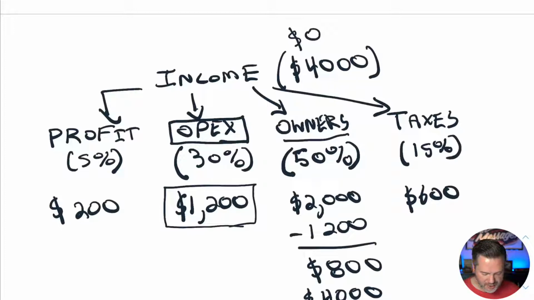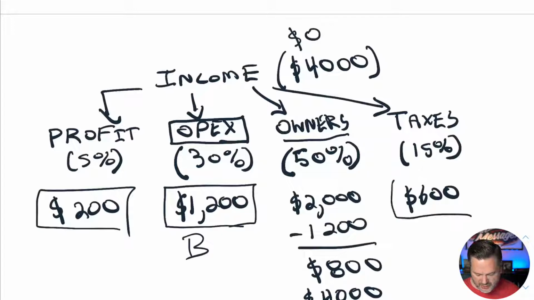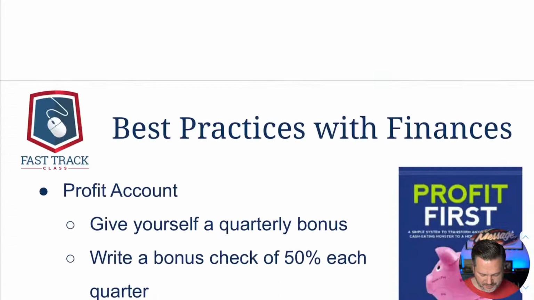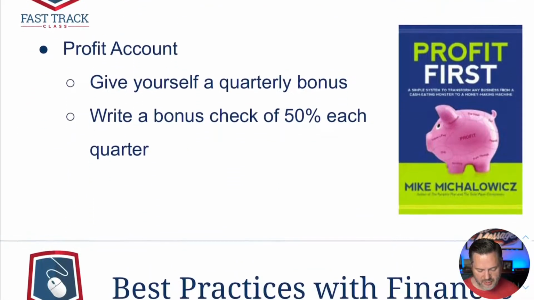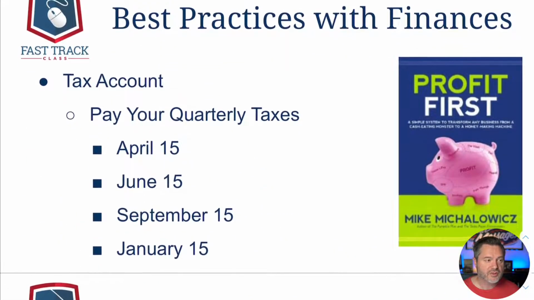But then I have this $200 sitting aside as profit. That's my budget. And then this is sitting there for me to do my taxes. So let's talk about taxes. Anyway, we'll come back to the profit account. So, talk about the taxes.